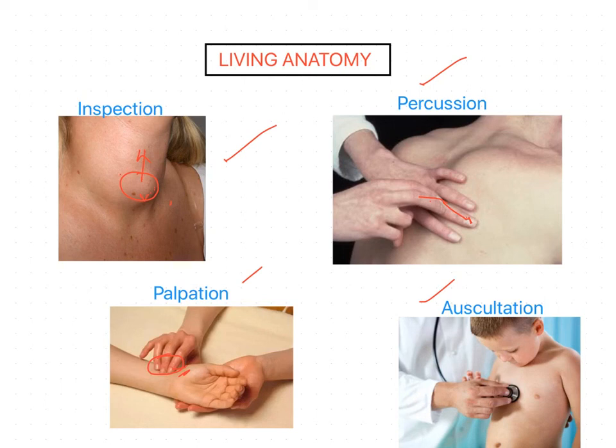Okay, next one is the auscultation. Here the auscultation is by listening to the sounds arising within organs by using a stethoscope. So here using a stethoscope, we can hear the sounds of the heartbeat and also some sounds which can be observed in the lungs. And also in the abdomen we can hear the bowel sounds. So all these things help in diagnosis and treatment.